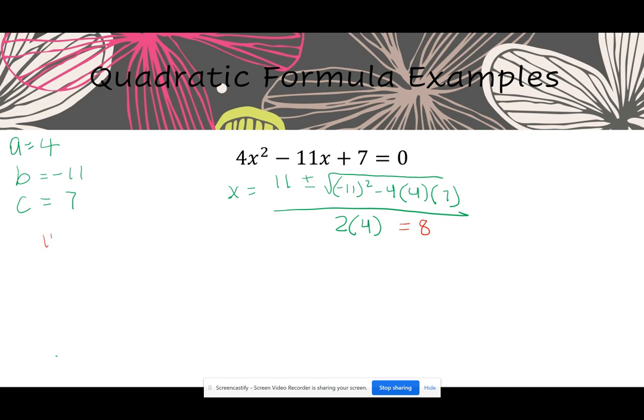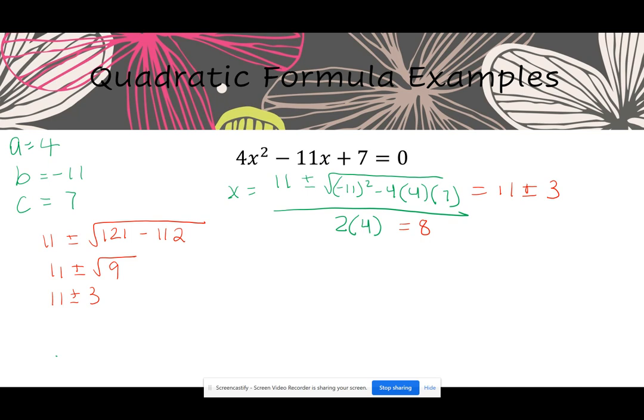And the top, we have 11 plus or minus the square root of negative 11 squared. Again, this is always going to be positive. So it's going to be positive 121 minus 4 times 4 times 7, which is 112. We do inside the square root first. So 121 minus 112 gives us 9. The square root of 9 is a perfect square, so we get 11 plus or minus 3 as the top of this.